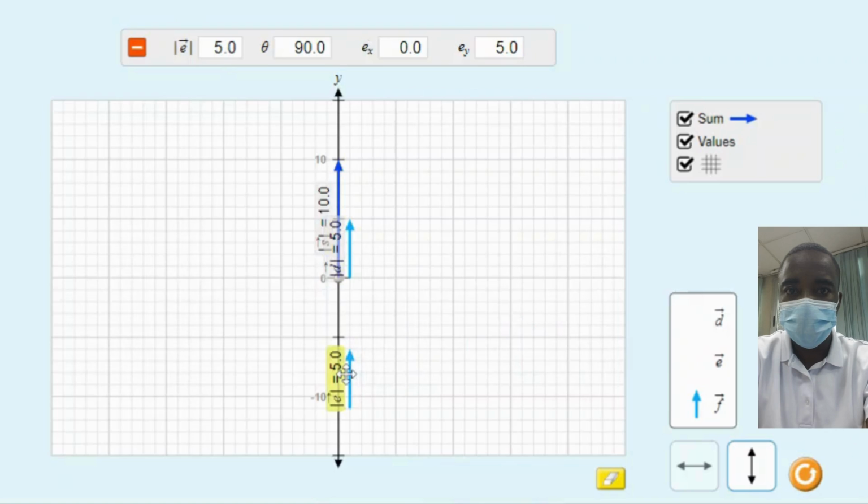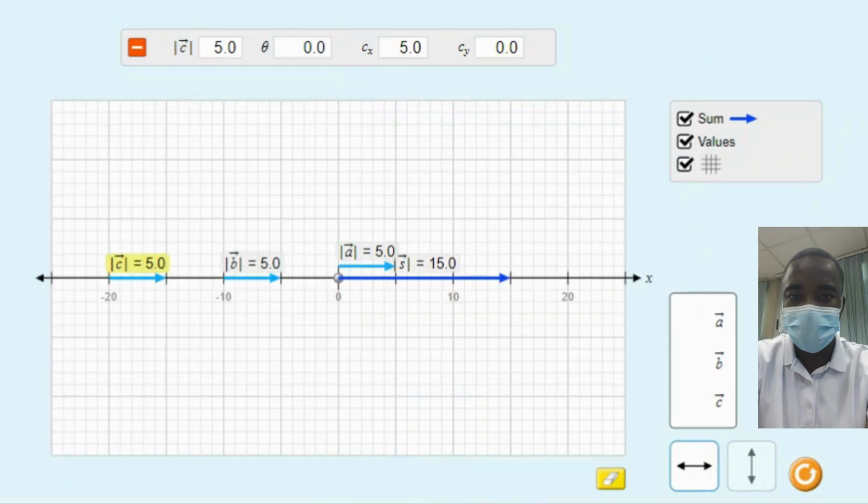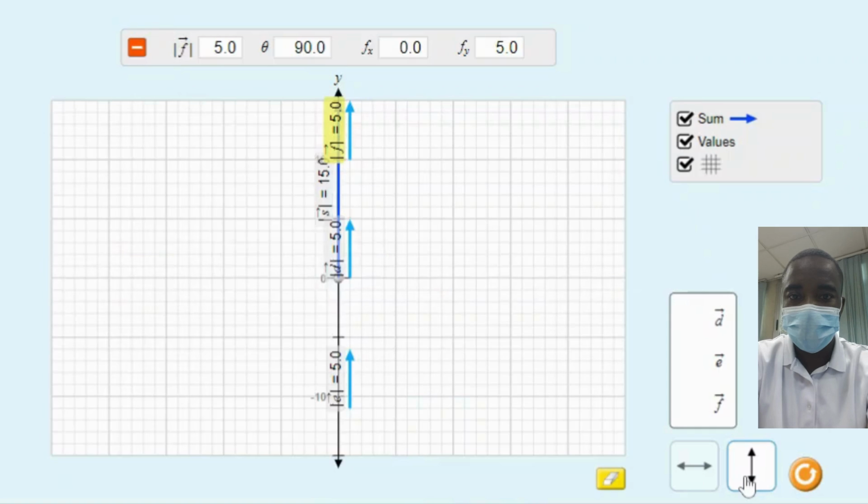The vector addition simulation begins by exploring vectors in one dimension, which helps students understand the basic principles of vector addition. In one dimension, vectors can be represented as points on a number line, and their addition is straightforward. By adding vectors in one dimension, students can gain a foundational understanding of how vectors combine to form a resultant vector.